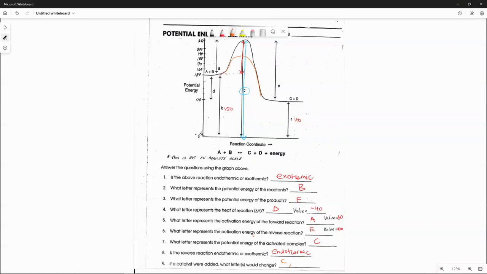And if we take a look at the other points here, the activation energy for the forward reaction, A, will change because this arrow will not be here anymore. It'll be here. And same for the activation energy for the reverse reaction, which is going to be letter E, because it wouldn't be to here. It would be to here, to the lower activation energy. So the letters that would change are C, A, and E. And that is it.